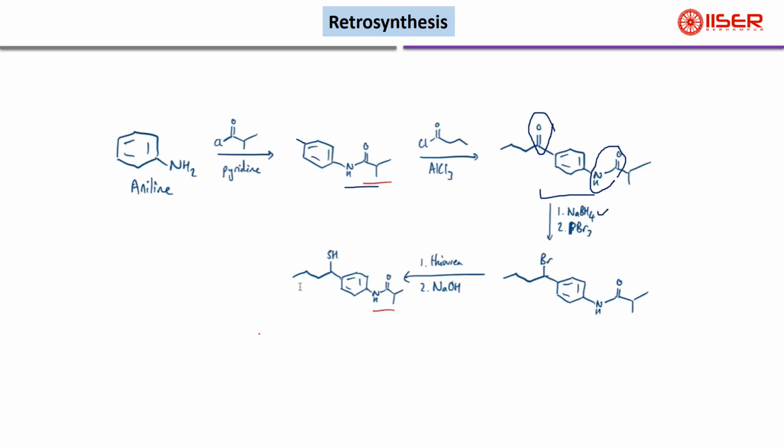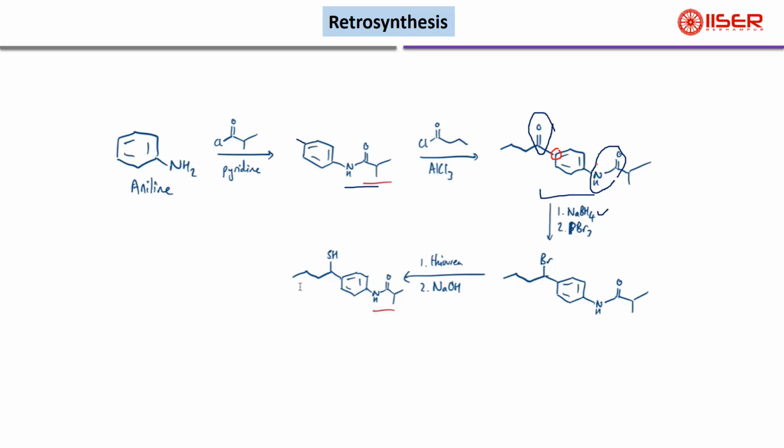So what will be the forward synthesis of this one? First, aniline will react with this acyl chloride to form this amide. After that, if you undergo a Friedel-Crafts acylation, this acyl group will incorporate at the para position of this amide group. Next, if you undergo a reduction, as it is an amide, if you add NaBH4, the amide will not get reduced, but the ketone will.